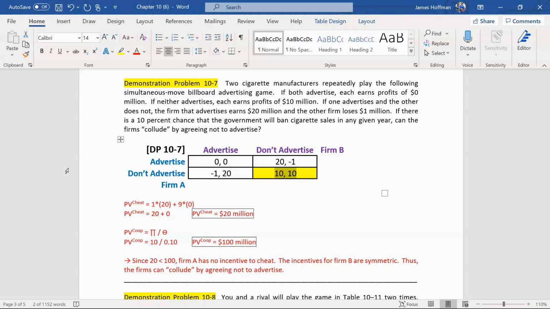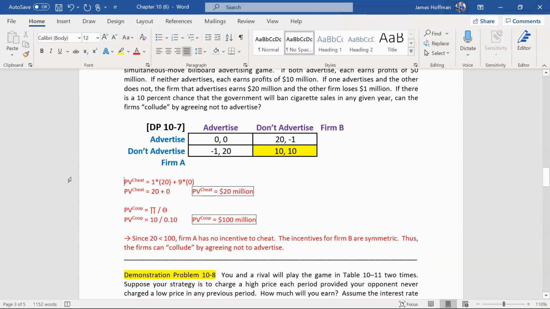So this is the outcome each time if they both keep this agreement and agree that it's better to not advertise. So let's see if they'll keep this agreement of 10 every time, don't advertise, or if there's an incentive for one of the firms to cheat. If there is, then both firms will cheat, and they'll both go back to the Nash equilibrium outcome. Okay, so what you have to do here is calculate, based on the theta, the expected number of times that this game will go on.